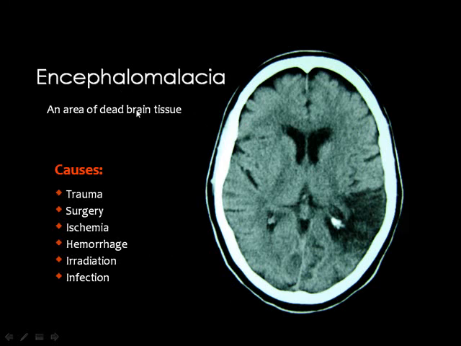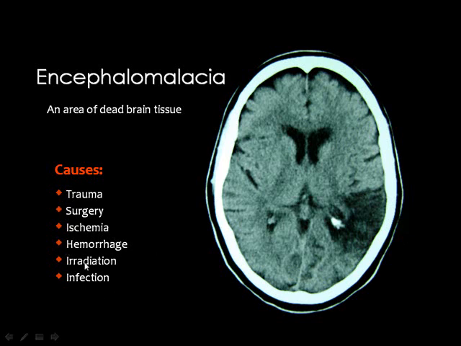Then you may read in the report this word, which is known as an area of encephalomalacia. An area of encephalomalacia represents an area of dead, liquefied brain tissue. And this is commonly seen after the infarction in the chronic state, but may be seen after trauma, after surgery, after hemorrhage, after irradiation, or after infection.